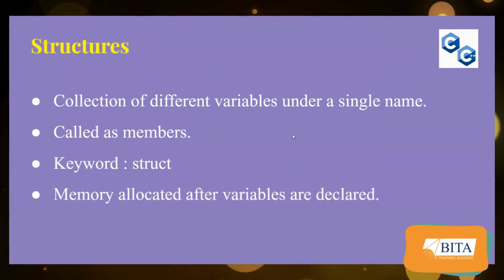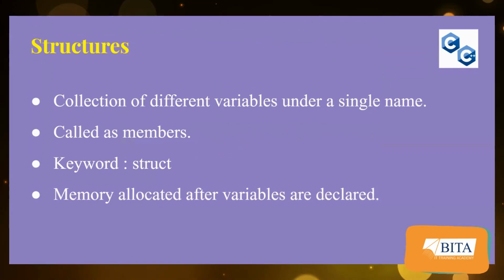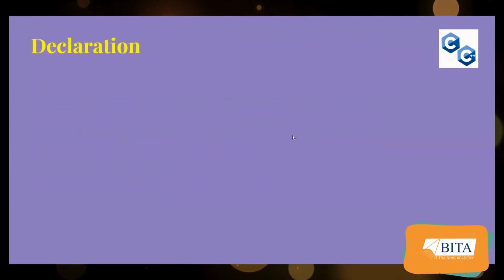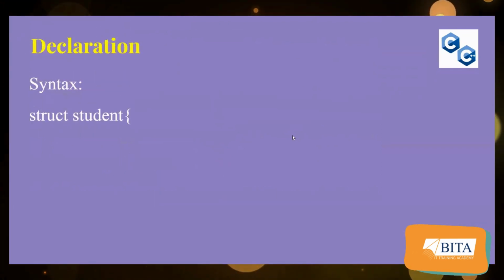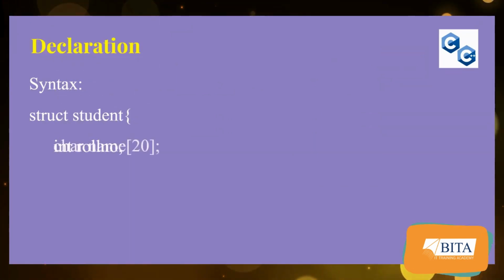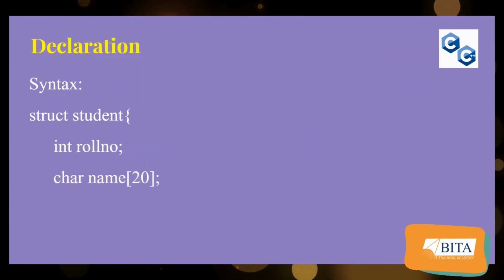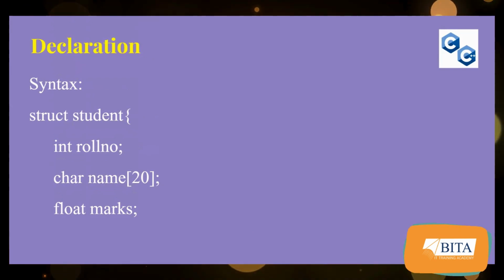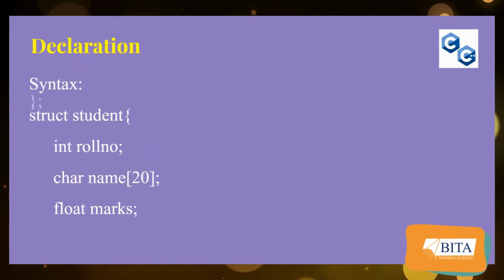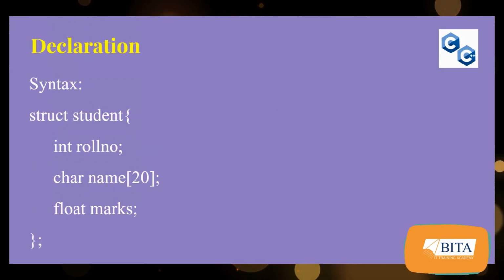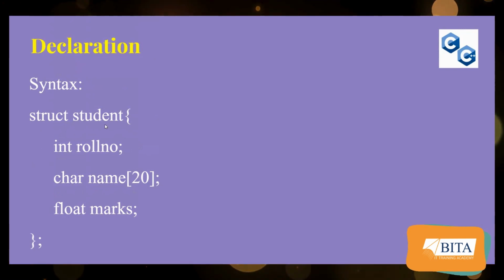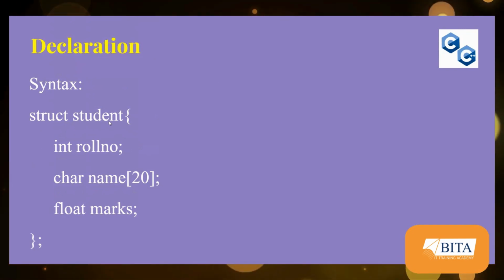No memory is allocated to a structure during the declaration. Before using a structure in a program, we need to declare it, and here we specify the variables with their data types. At this point of time, no memory is allocated to the structure. For example, we declare a structure named student.